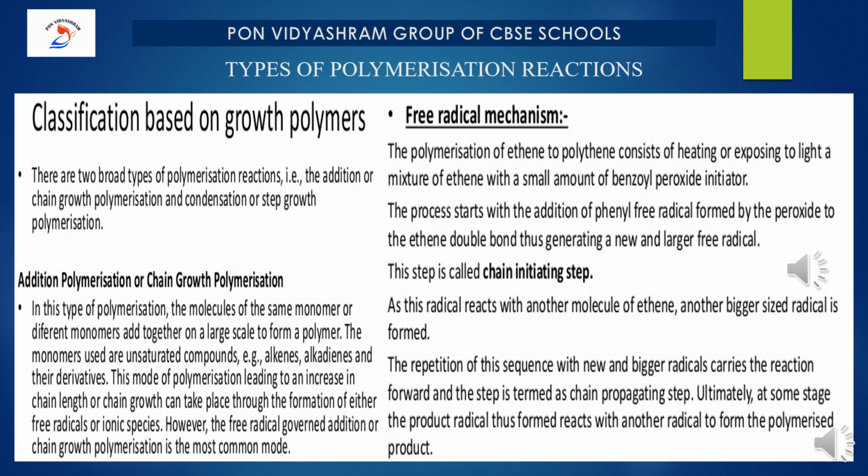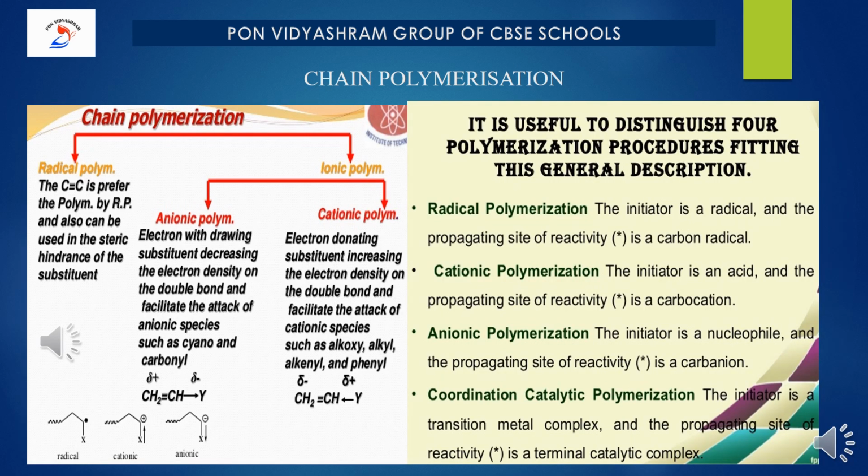So, the repetition of this sequence with a new and bigger radical carries the reaction forward, and the step is termed as chain propagation step. Okay. So, ultimately at some stage the product radical thus formed reacts with another radical to form the polymerized product. Children, as I have explained now, chain polymerization is classified into two types, radical and ionic polymerization.